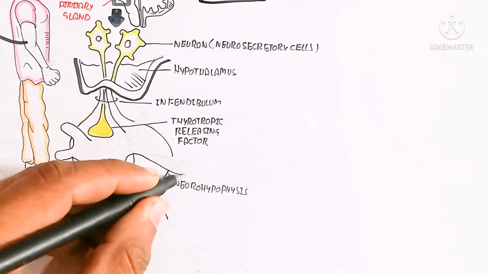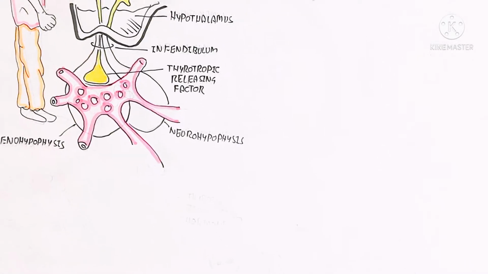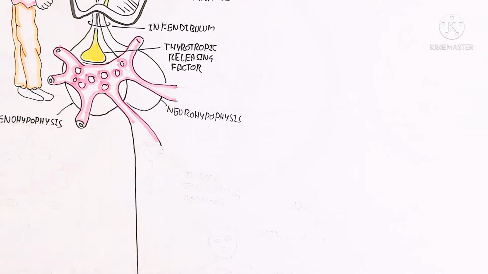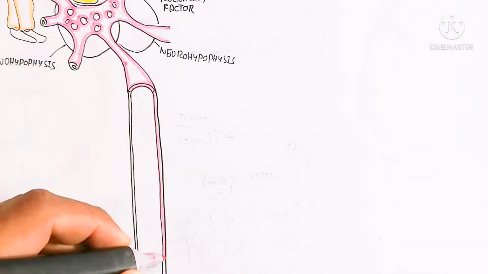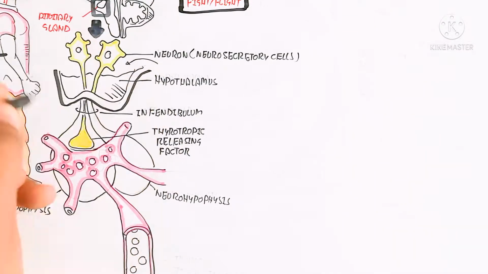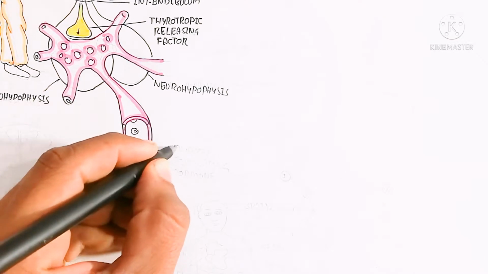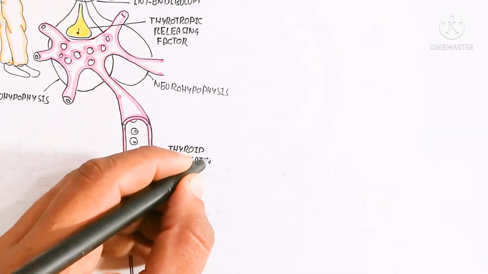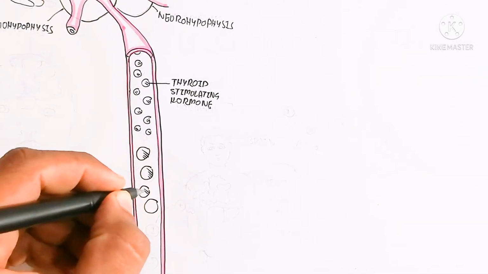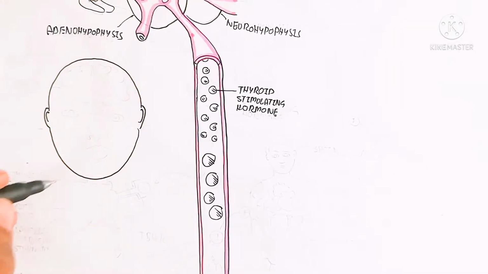The thyroid stimulating hormone will bind with the thyroid stimulating hormone receptor on the thyroid gland. After this binding, it gives the signal to the thyroid gland for secretion of triiodothyronine and thyroxine into the blood. That is why it is known as an endocrine hormone. Here I am drawing the thyroid stimulating hormone, which is released into the blood circulatory system.